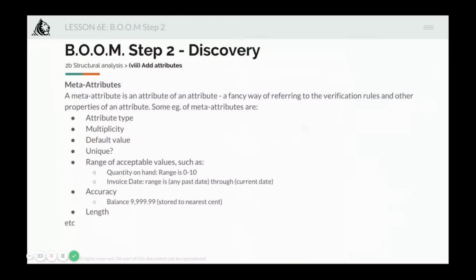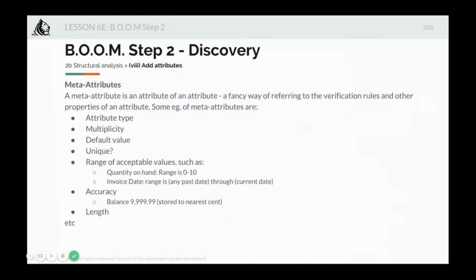Then there is something called meta attributes. A meta attribute is an attribute of an attribute, which is a fancy way of referring to the verification rules and other properties of an attribute. So to document an attribute fully, you need to describe its meta attributes, like attribute type, multiplicity, the default value, and so on. Right? These are examples of meta attributes. You also learn to document that an attribute is derived by indicating a slash before its name, right? So slash extended price. That is a good meta attribute.